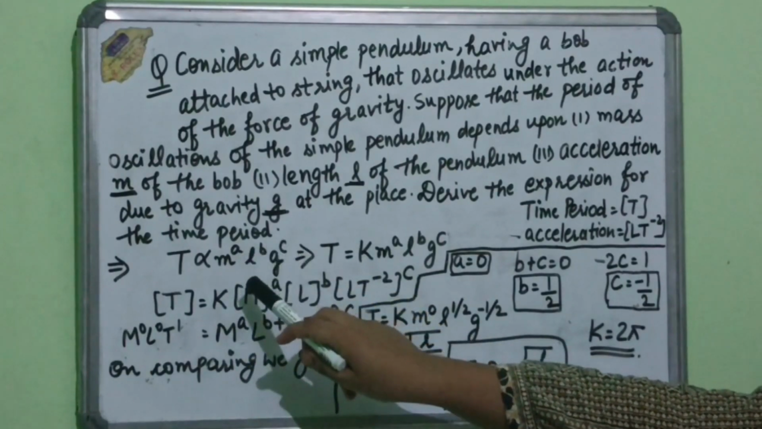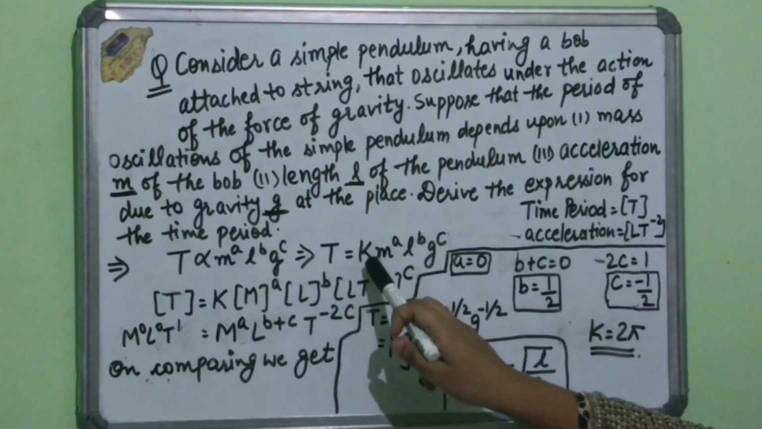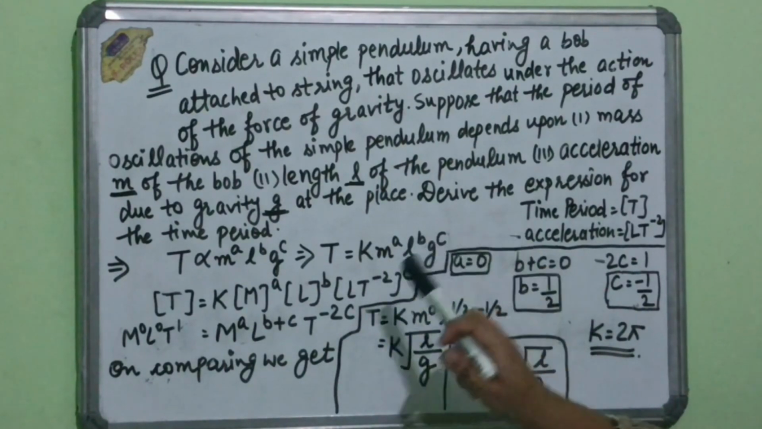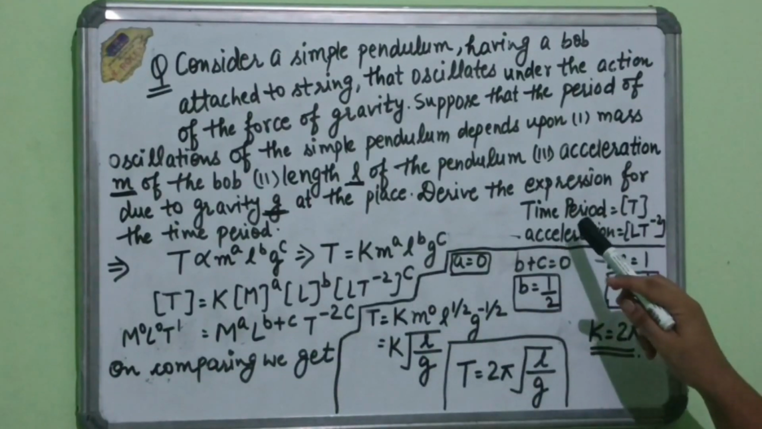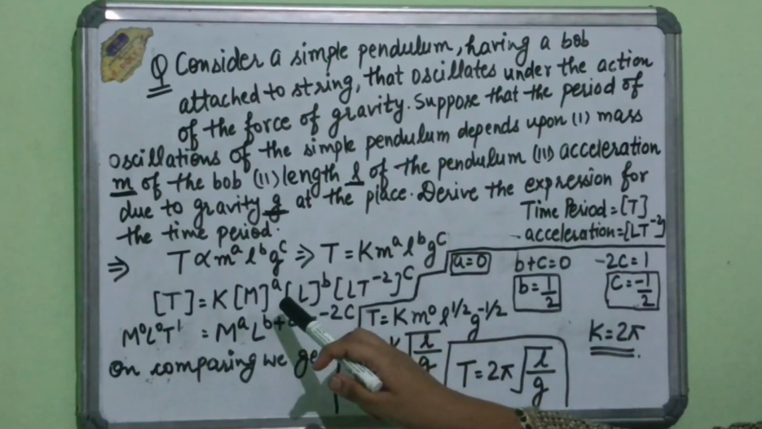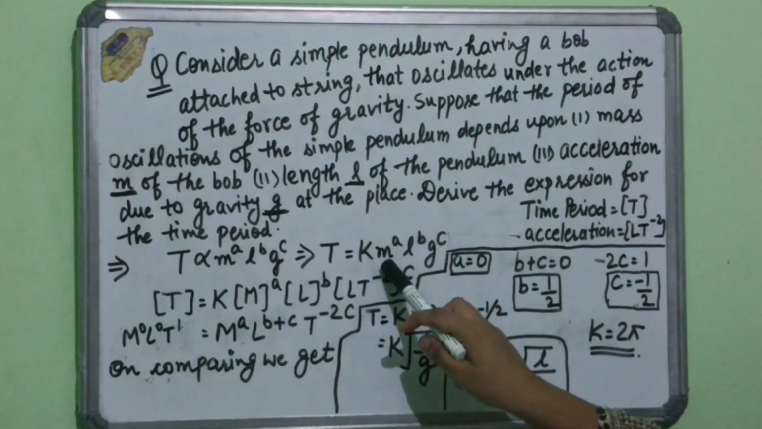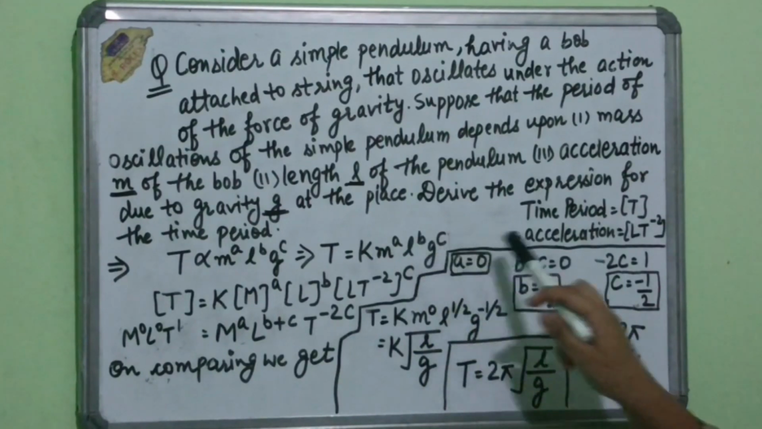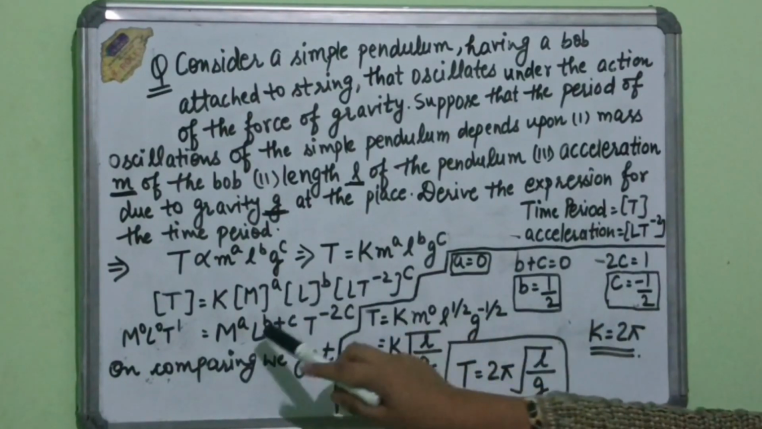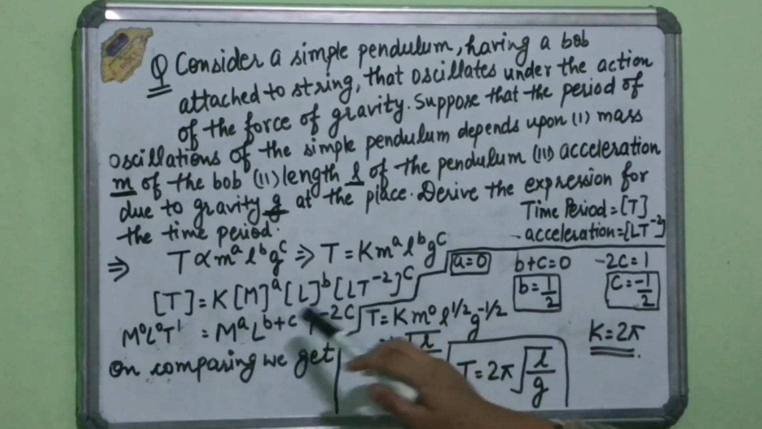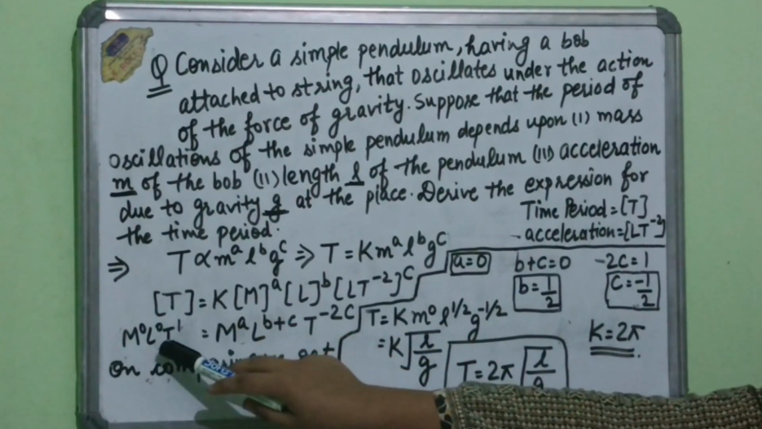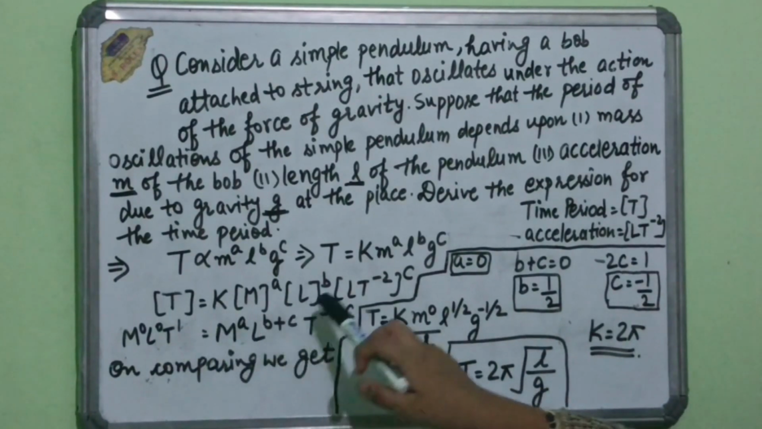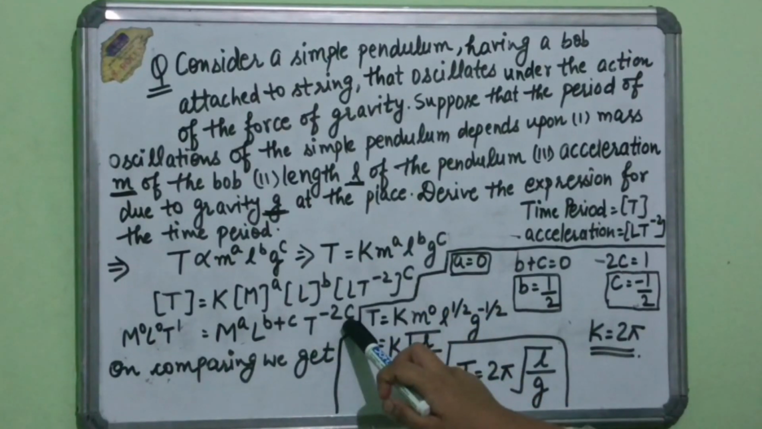If we remove the proportionality sign, then we can write the equation as T = k m^a l^b g^c, where a, b and c are constants. We know the dimension formula for time period is T, for mass is M, for length is L, and for acceleration it is L T^-2. We can write this expression as M^0 L^0 T^1 = M^a L^(b+c) T^(-2c).